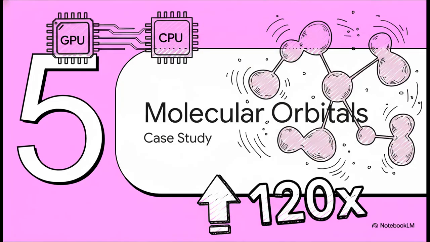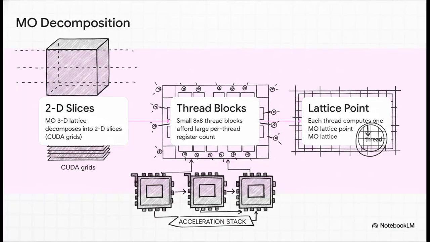Section 5. Case study on molecular orbitals, bringing all these principles to life. Let's look at the actual MO calculations and see how this builds a perfectly parallel workflow. Calculating a molecular orbital is an incredibly massive 3D problem, so the algorithm meticulously breaks it down. First, it slices that massive 3D molecular orbital lattice into flat 2D slices, which are organized into CUDA grids. Think of a CUDA grid as giving each block of our worker army its own specific blueprint.